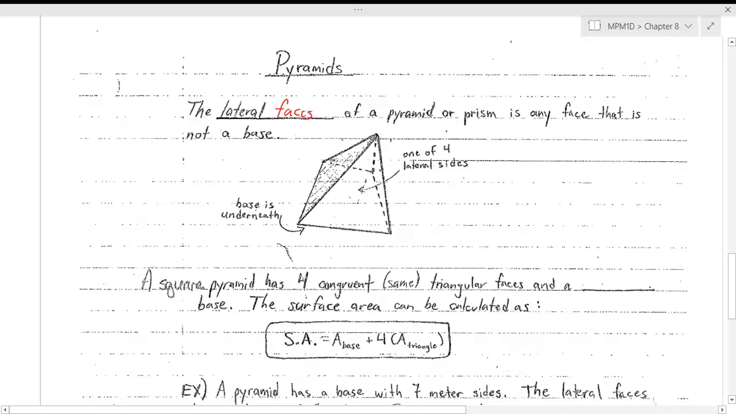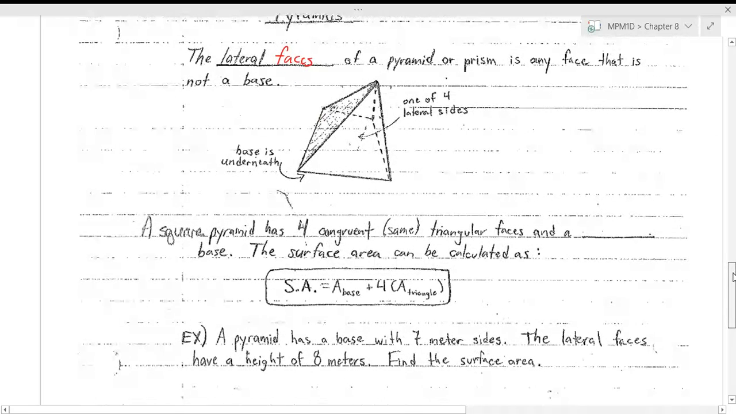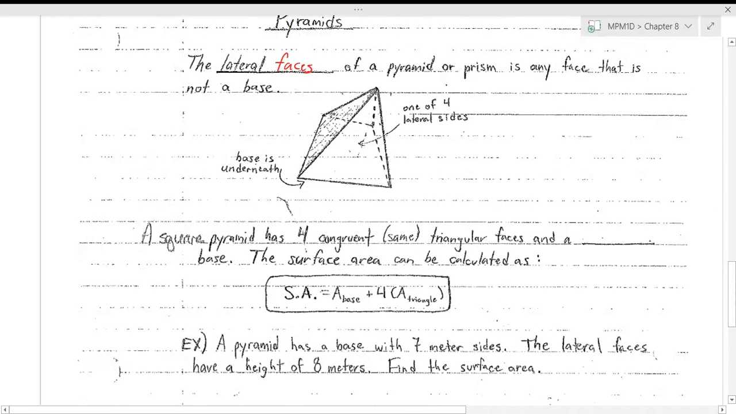Okay, so that means that any face that's not the base, any face that's not that square, is going to be called the lateral face of the pyramid. And on a square-based pyramid, they should be identical. They should be congruent, the same dimensions. A square pyramid has 4 congruent triangular faces and a square base. The surface area can be calculated as the area of the base, which just so happens to be a square, plus 4 times the area of the triangle, because again, each of those triangles are identical to the others.